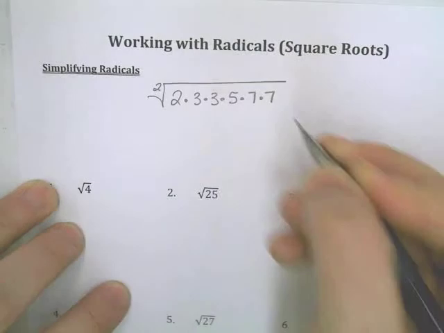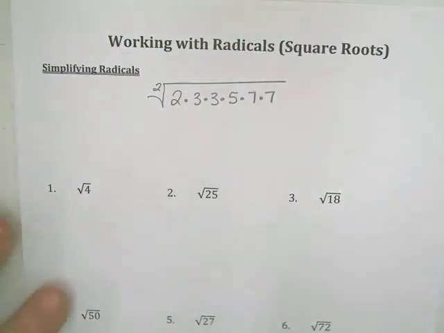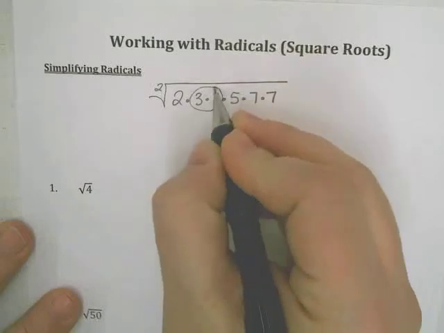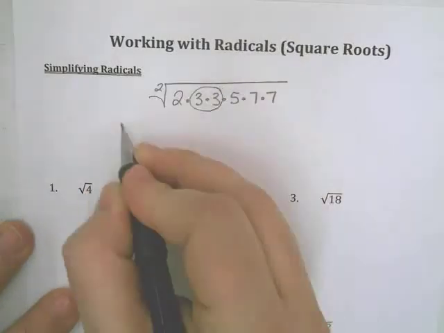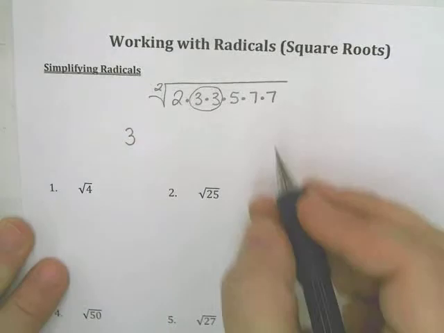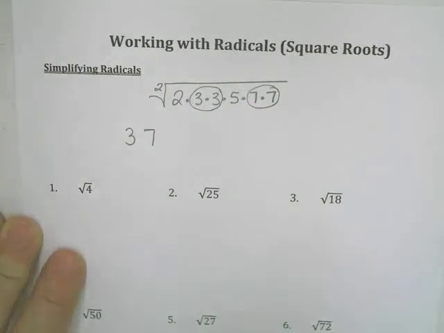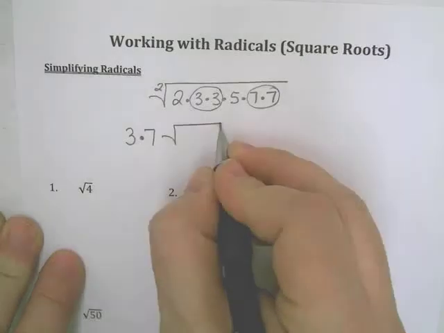it's a lot of numbers, but in order to take any numbers out, they have to have a partner. So I have a pair of threes, so that means I have one pair of threes, so I will write 1 3 outside. I have a pair of sevens, so I have one pair of sevens, so I write 1 7 on the outside. Now this does not become 37, this becomes 3 times 7. And then underneath what's left is a 2 and a 5.